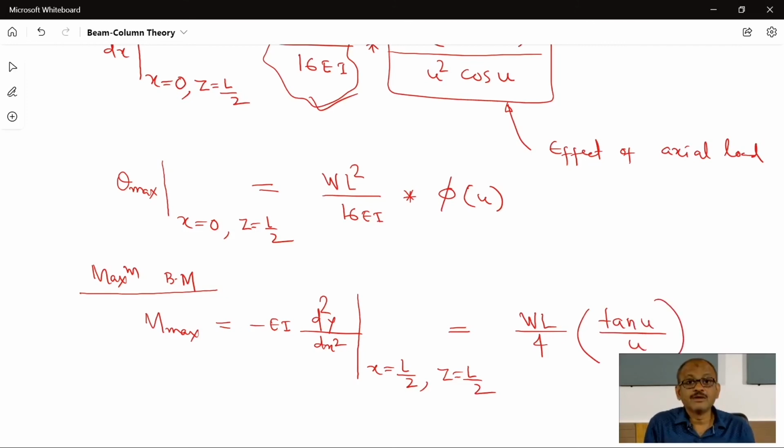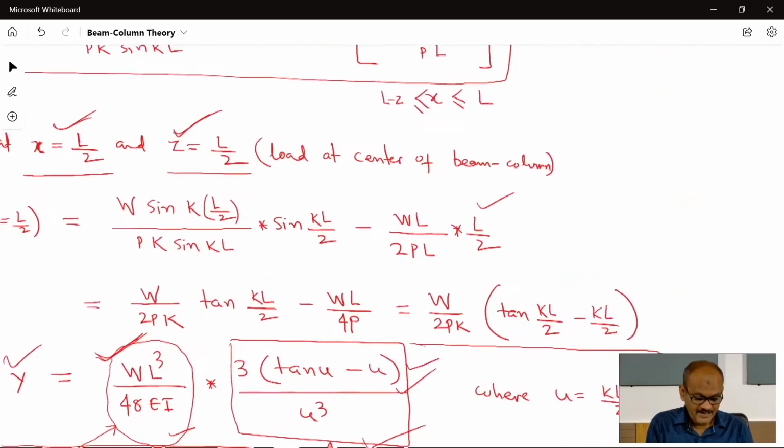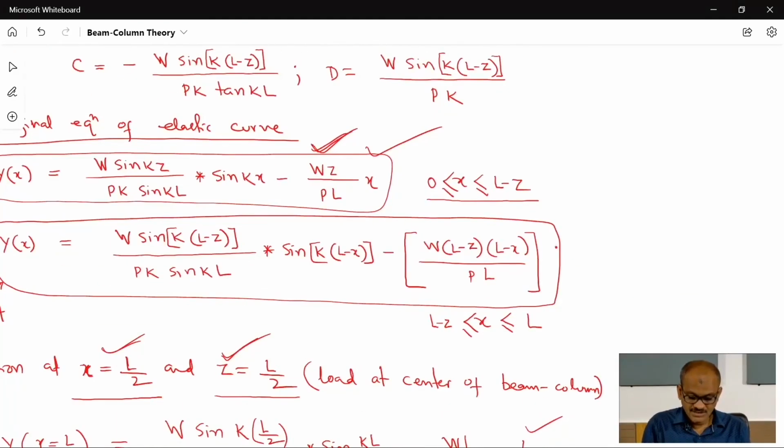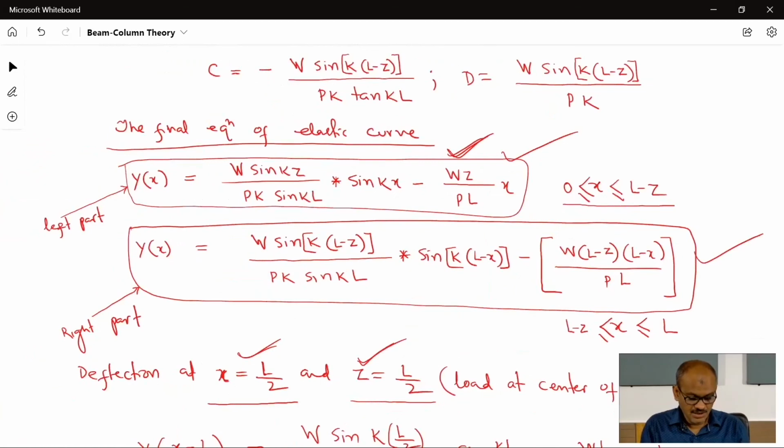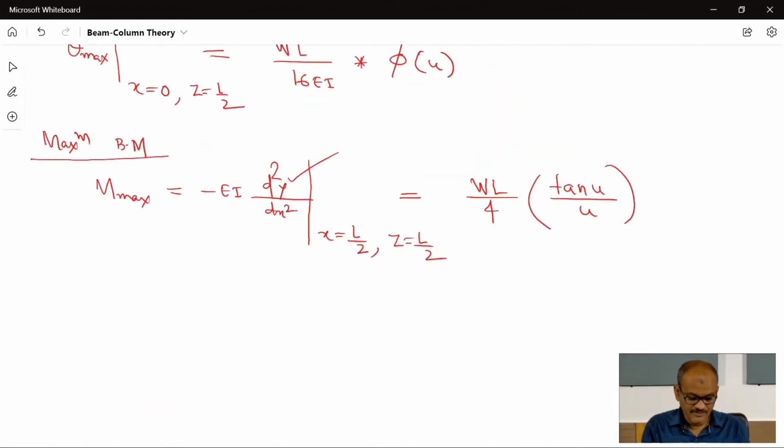So you should not get confused about which elastic curve to use. Here you can use any elastic curve, left part or right part, anything you can use, because you are substituting this x value and z value, so nothing to be confused about. Both equations will give the same value.